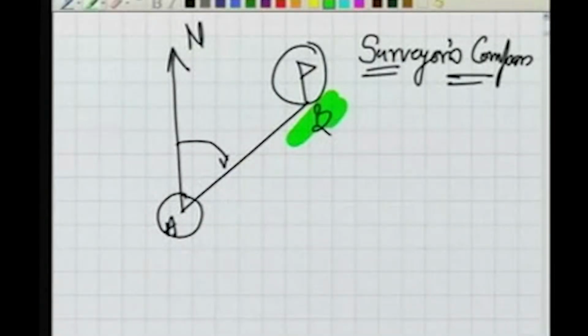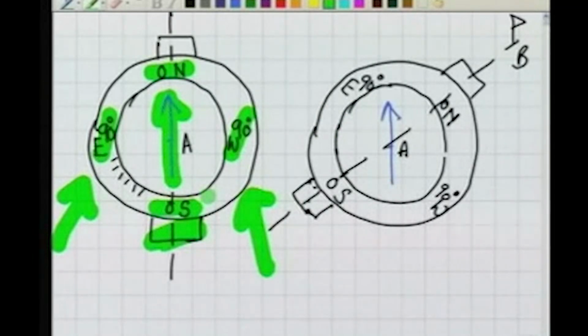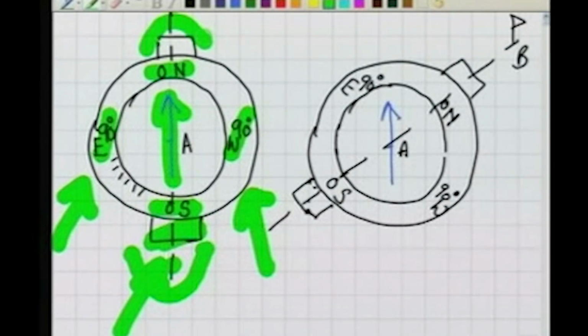Well, what we do now, in order to measure our bearing to point B, we rotate our instrument. This black box here is one vane, which we call the eye vane. You keep your eye here, and this is the object vane. It has got a slit.